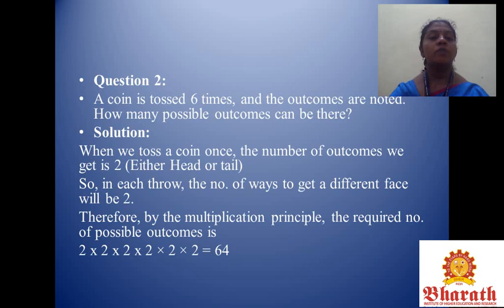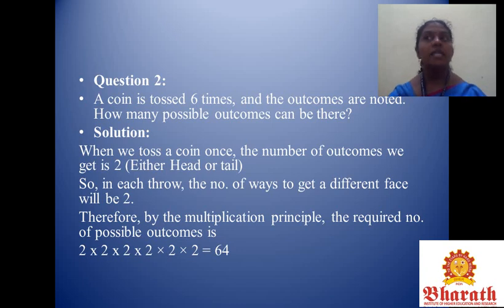So next problem, a coin is tossed 6 times and the outcomes are noted. How many possible outcomes can there be? So when we toss a coin once, the number of outcomes we get is 2, either head or tail. So in each throw, the number of ways to get a different face will be 2.